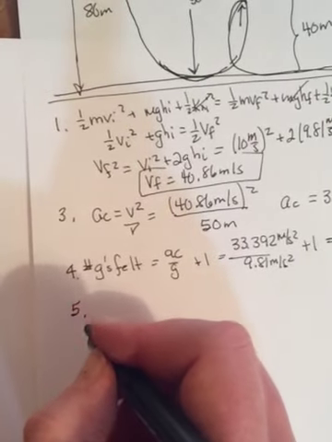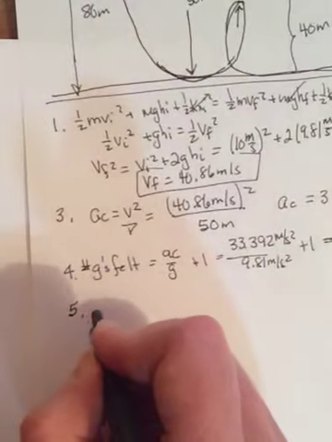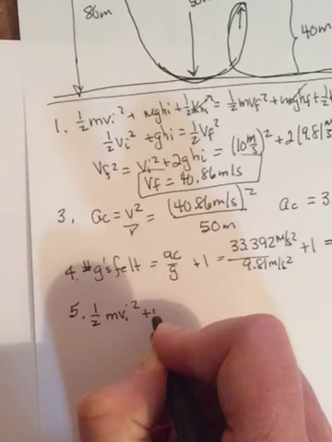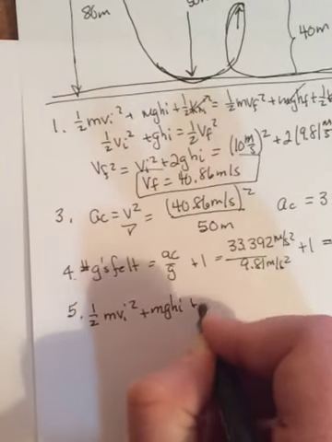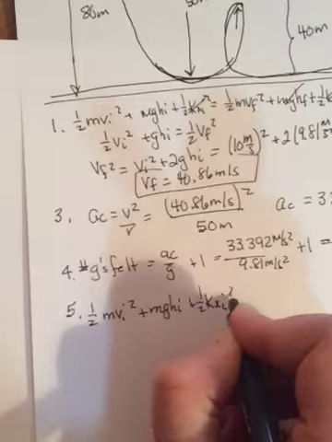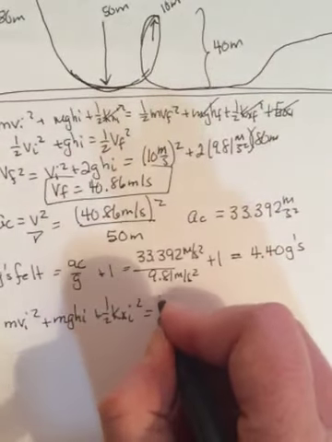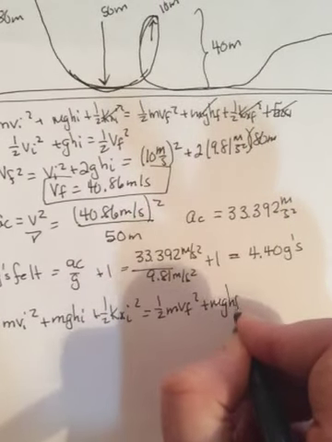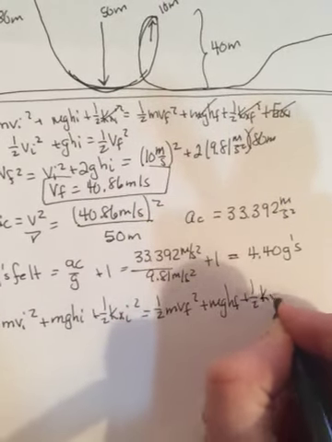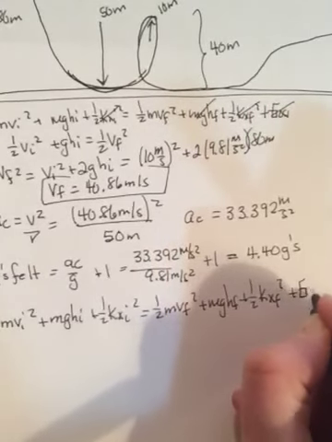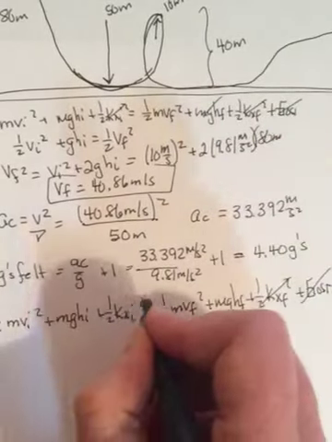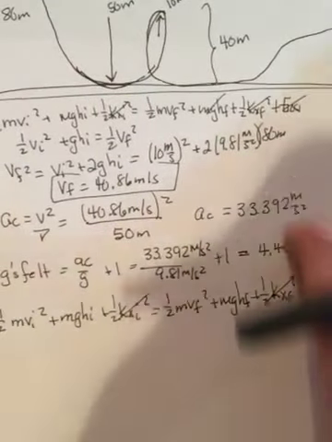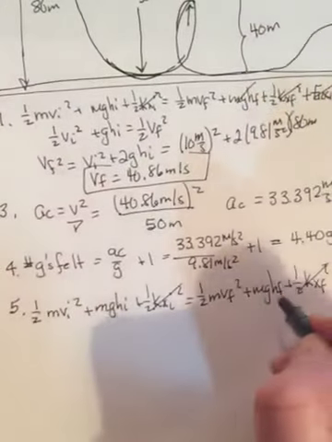Number 5, how fast is it traveling at the top of the loop? So just like before, like number 1 and then the last question, 1/2 mv initial squared, mgh initial, 1/2 kx initial squared is equal to 1/2 mv final squared, mgh final, 1/2 kx final squared plus E lost. Again, no E lost, no spring. We're looking at the top of the loop, so there's both a height and a speed. And if we use our original position, both a height and a speed.